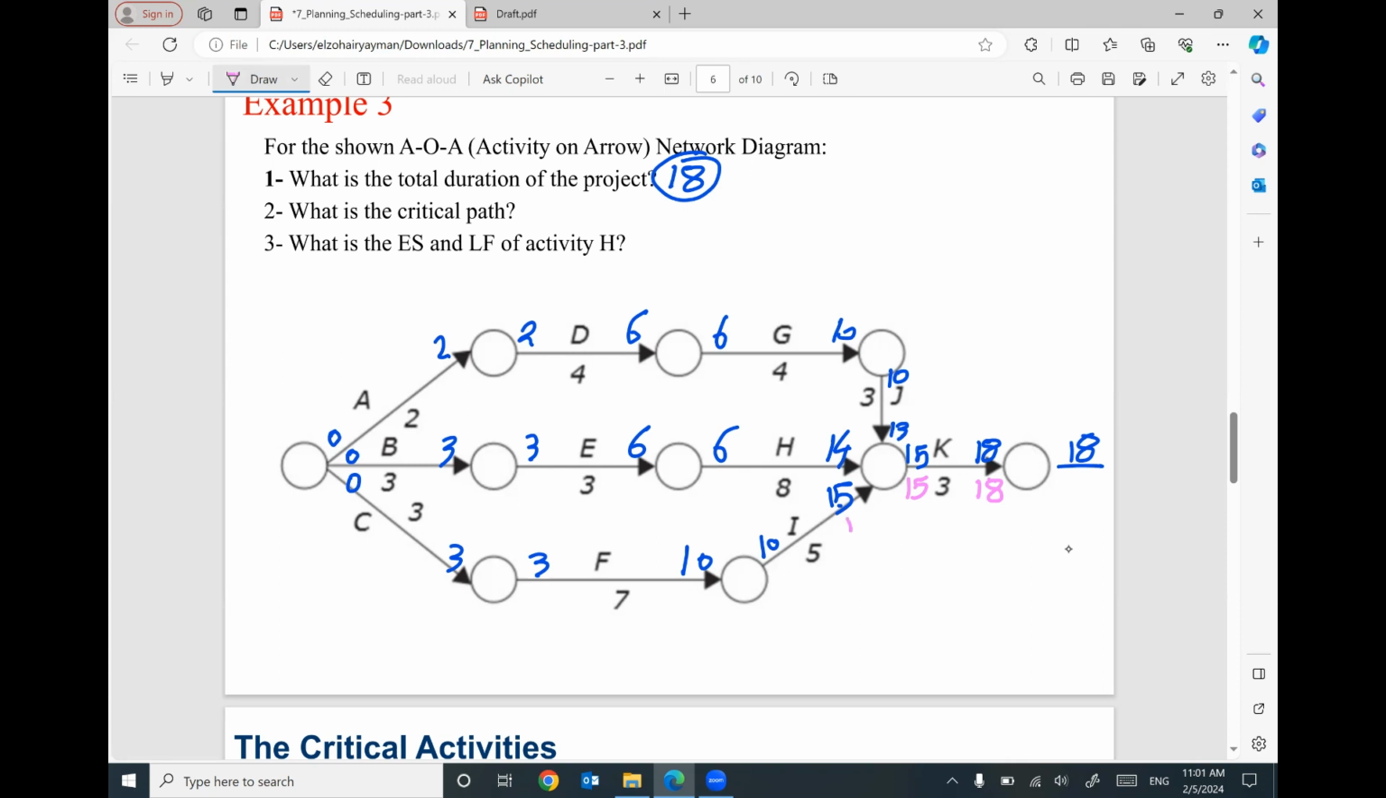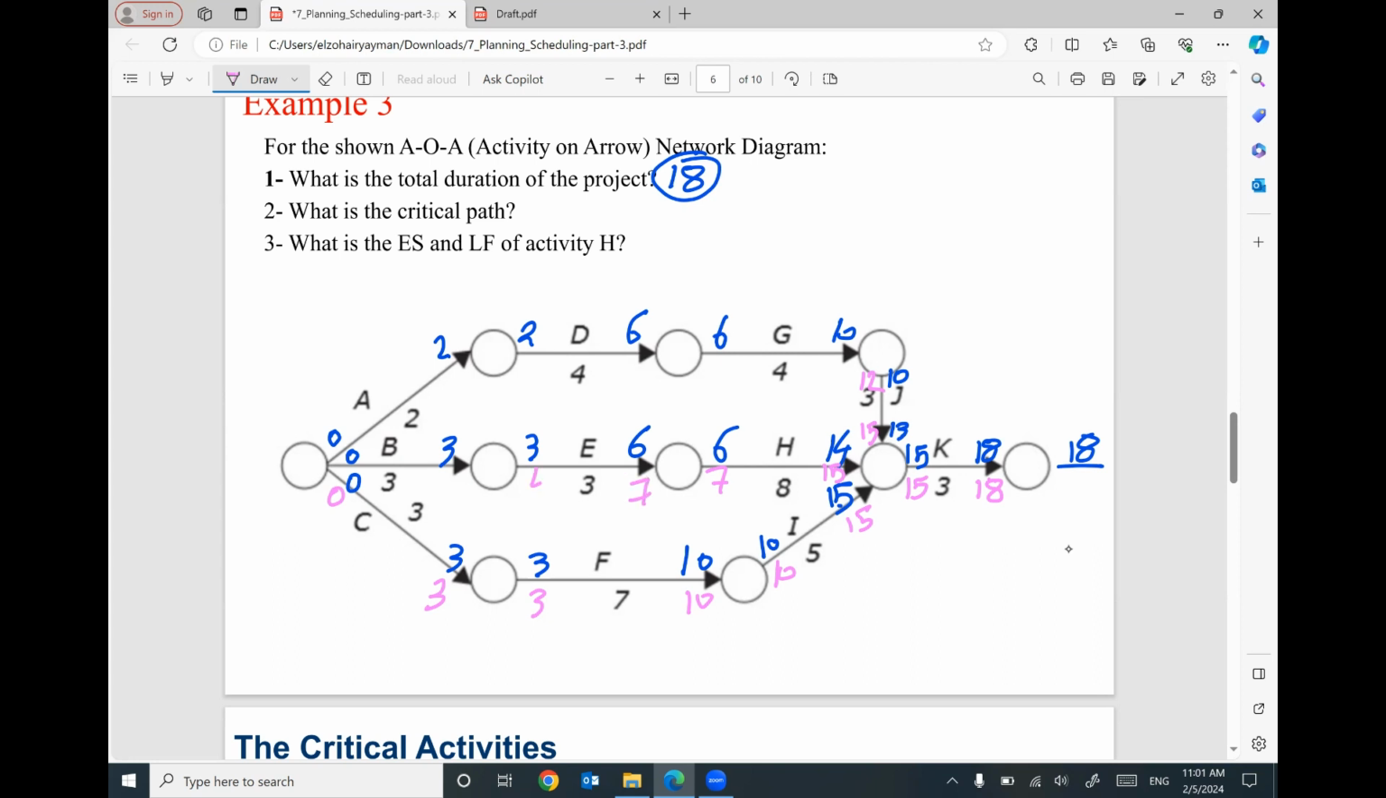This 15 will be here, 15 late finish. 15 minus 3 will be 12. 15 minus 8 will be 7. 15 minus 5 will be 10. This 10 will be here, minus 7 will be 3. 3 will be here, minus 3 will be 0.